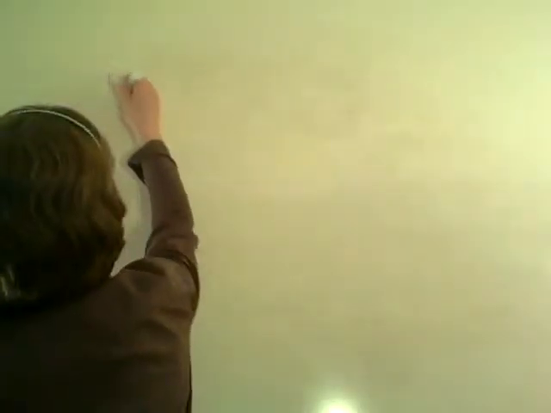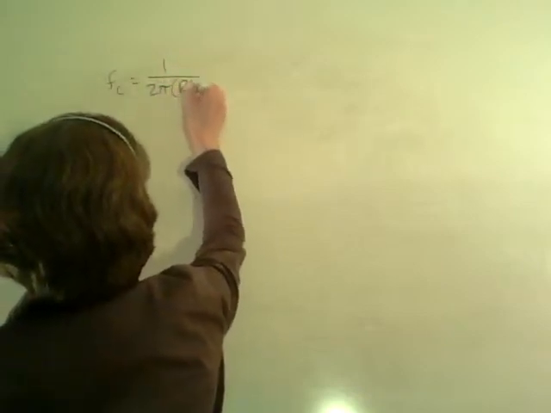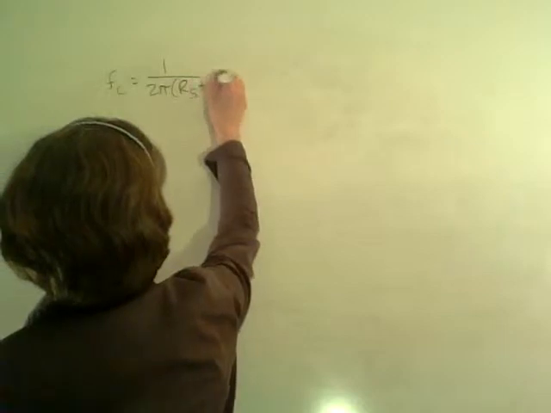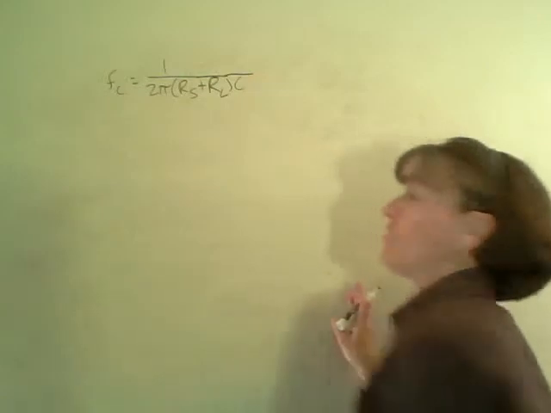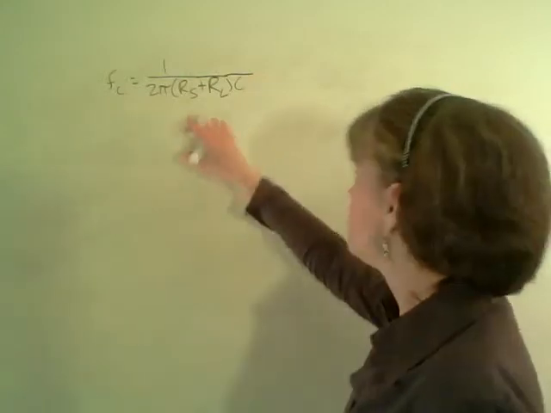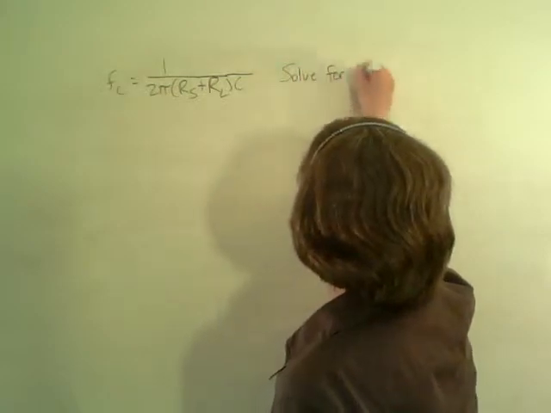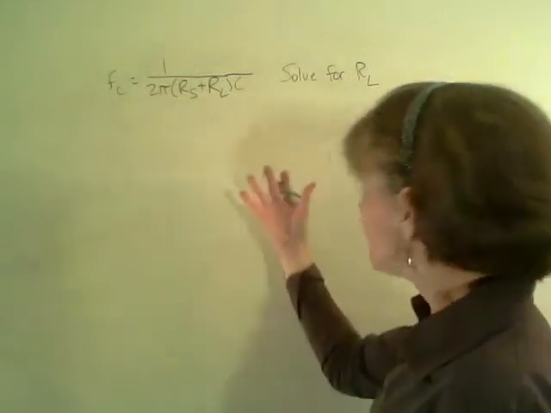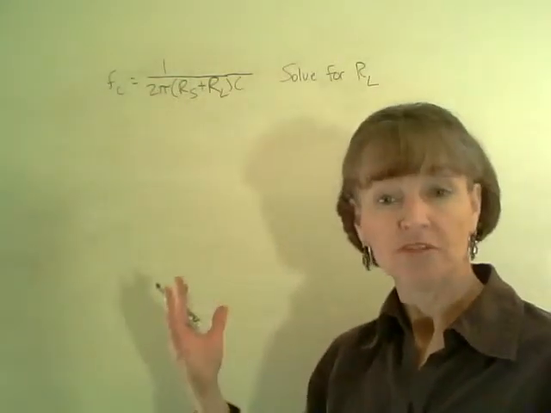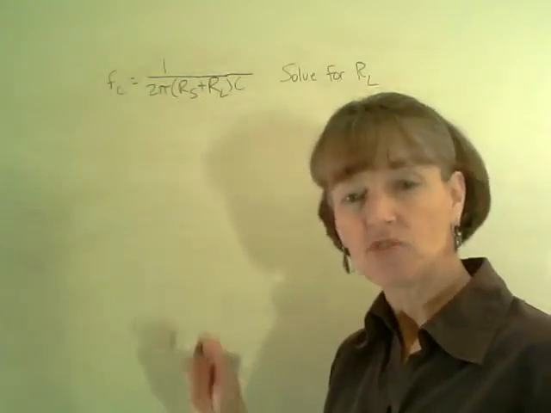All right, so let's solve the formula FC equals 1 over 2 pi RS plus RL times C. All right, so I want to solve this formula for RL. Well, this formula has a denominator, and I could do as I've done before and multiply both sides by the denominator to get rid of it. Well, let's do that to start with.